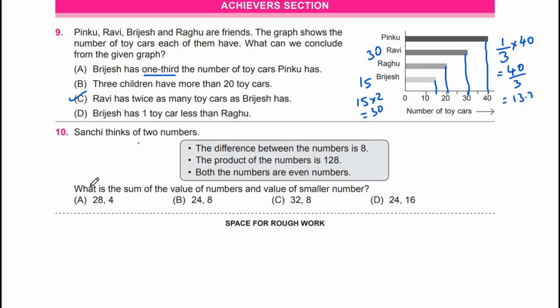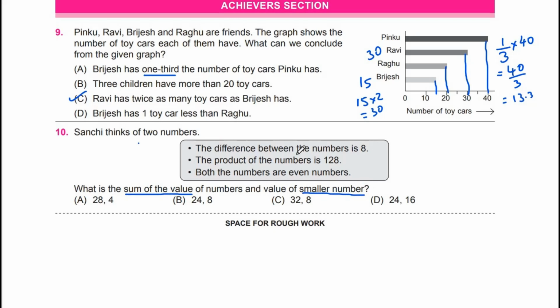Next, what is the question? What is the sum of the value of the larger number and the value of the smaller number? Now they are asking us the sum of the larger number and the smaller number. They didn't ask what the larger number is, and they have given us 4 options. So let's start by solving our clues.